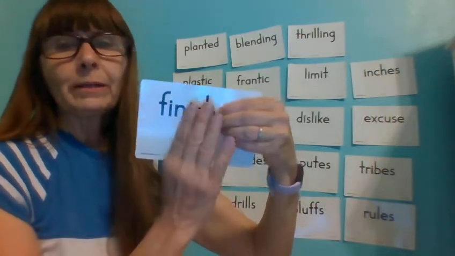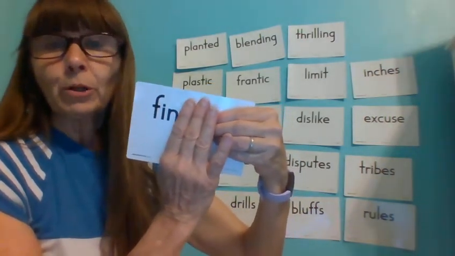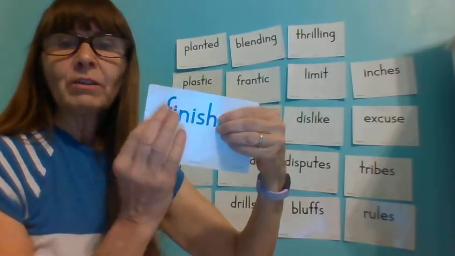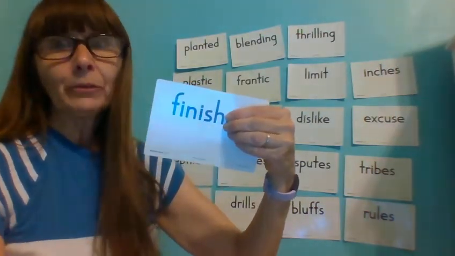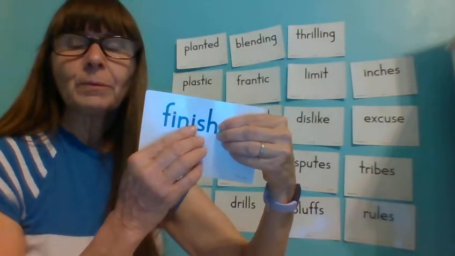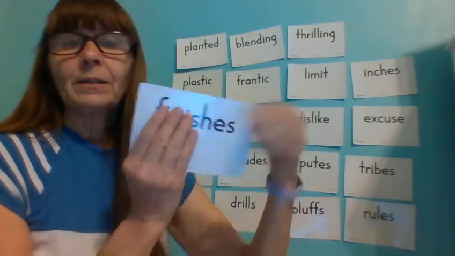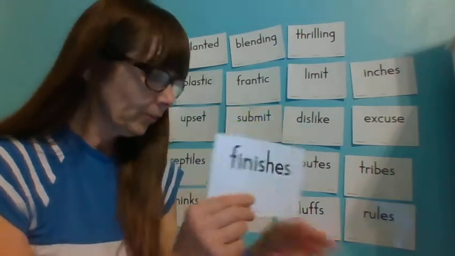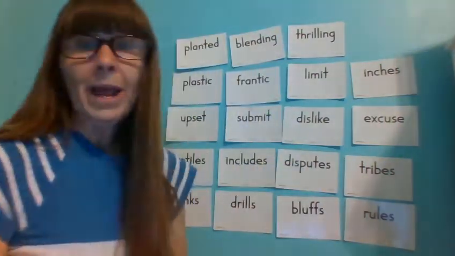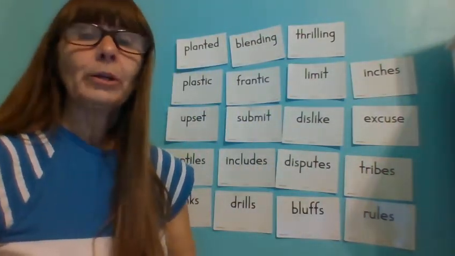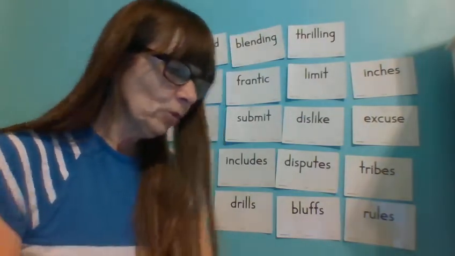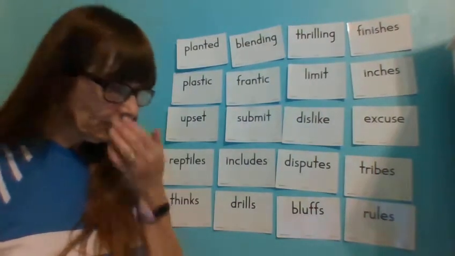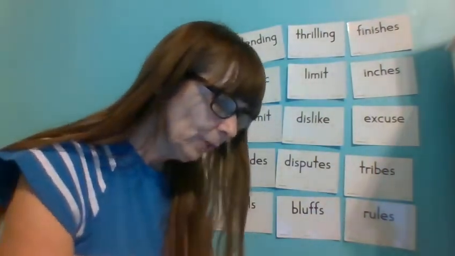I don't know about a word like that. Let's try this. Closed syllable, it says fin-ish. Finish. That makes more sense. Finish, and then we add es because it's a sibilant sound. Finishes. So there we have a 2-syllable word that we have to add es to because sh is a sibilant sound.